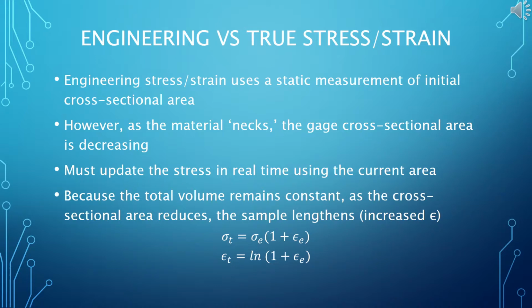Because the volume remains constant, as the cross-sectional area reduces, the sample lengthens. So the true stress is equal to the engineering stress times the quantity 1 plus the engineering strain, and the true strain is the natural log of the quantity 1 plus the engineering strain.